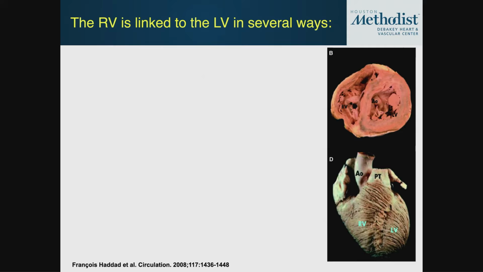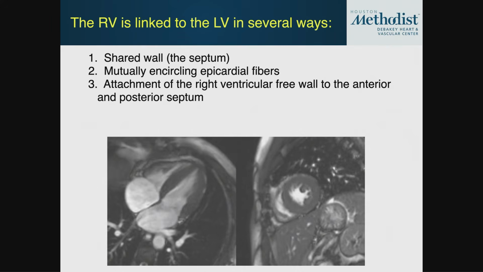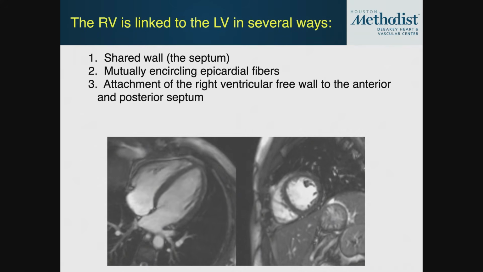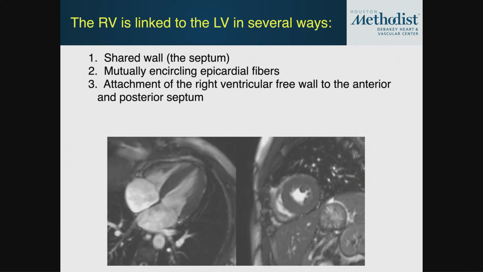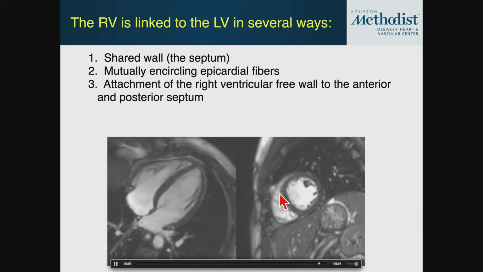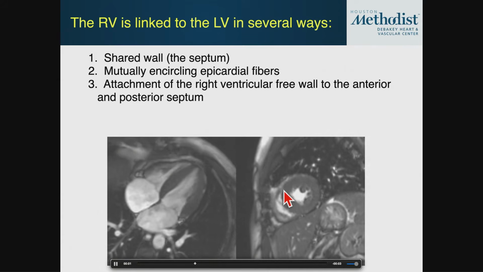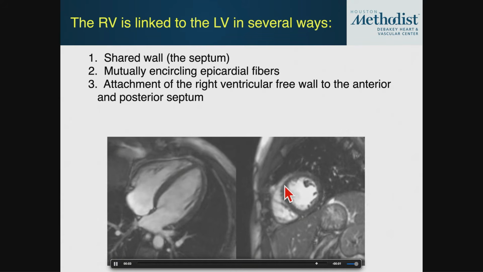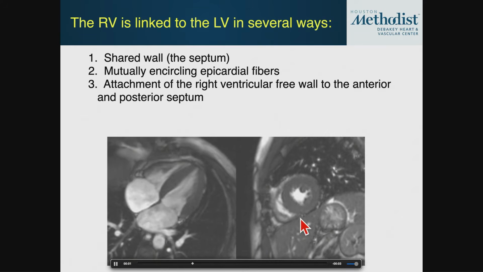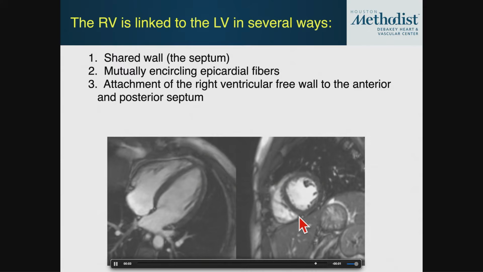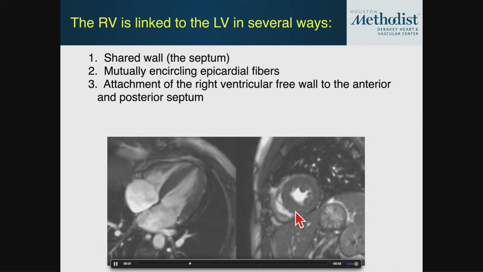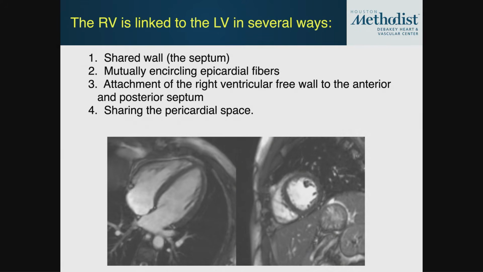Did I skip past something here? Okay. And then important to recognize that the attachment of the right ventricular free wall is to the anterior and posterior septum. So oftentimes you can see here the anterior wall of the right ventricle attaches to the interventricular septum. And really that separates the anterior wall from the anteroseptal wall. And then down here inferiorly, there's also the inferior insertion of the right ventricle, and that separates the left ventricular septum, the inferior septum, from the inferior wall of the right ventricle.